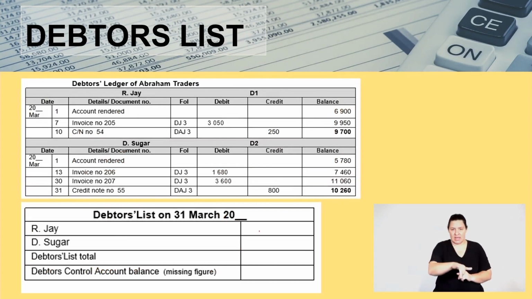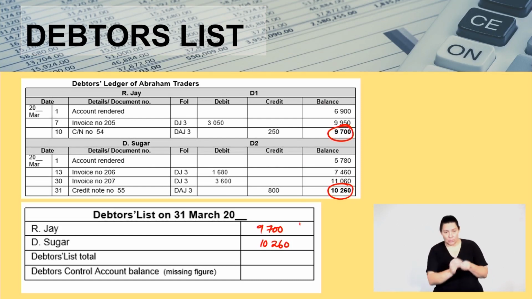Once you are done with that, it is very important that you can complete your list. Yes, RJ, it will be 9,700. There's some figure that you see here. And for D Sugar, it is your 10,260. Once you are done with that, then you can totalize it.